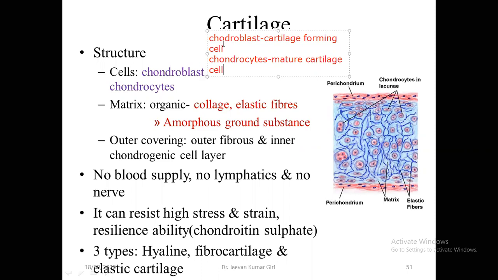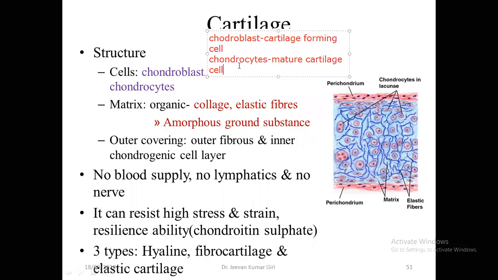Okay. Chondroblasts are the forming cells. They will form this cell and they will deposit the collagen fiber or elastin fiber or the matrix during the formation of the cartilage. So they are the chondroblast cells. Blast cell means forming cell. Okay. Chondrocytes are the mature cells. Okay, they are present in the cartilage.